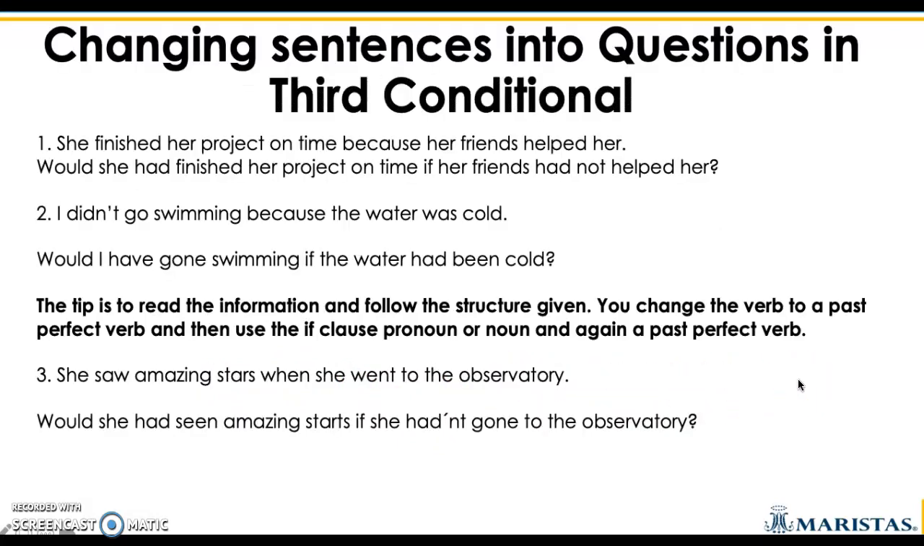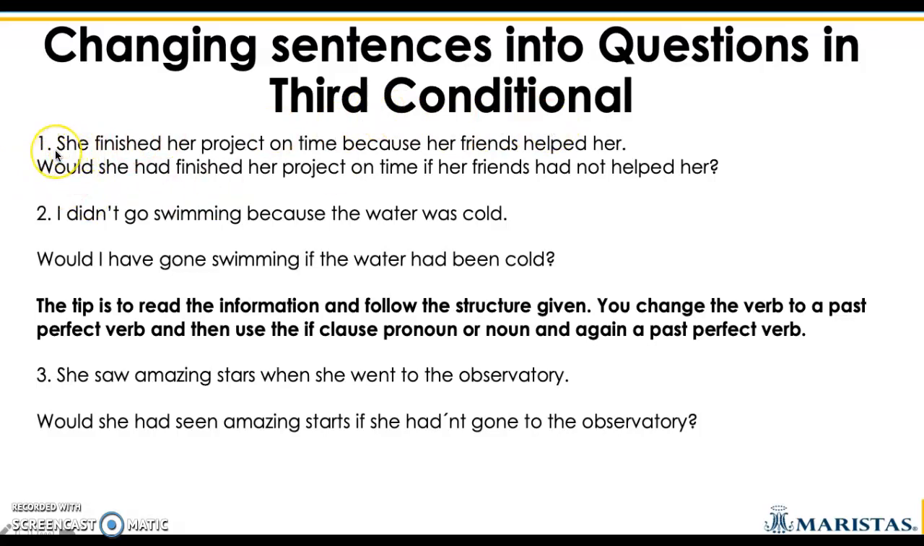Okay. Now this slide is going to help you with your exercise. I believe it is exercise 4 in the workbook page you are assigned to do today. So basically they are asking us to change the sentences into questions. They don't give us a structure. They pretty much give us information, a normal sentence, and then you make the question.